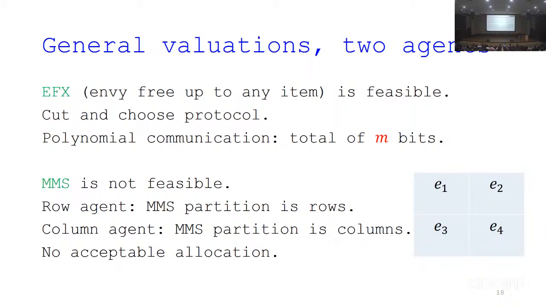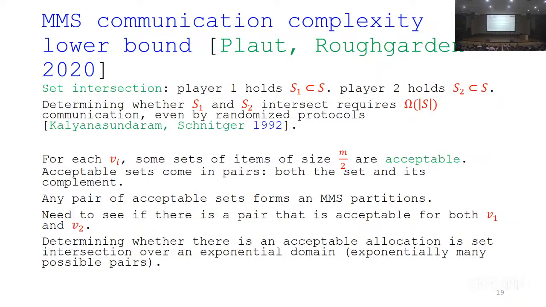If we look, in contrast, at the MMS, maximin share, this is not feasible anymore. Here's an example. Suppose there's a row agent and a column agent. Think of the four items arranged in a matrix. The row agent wants a complete row. From his point of view, the MMS is a complete row, because there are two rows and each agent can get a row. The column agent wants a complete column, and from his point of view, again, he deserves a complete column because each agent can get a column, but you cannot satisfy both of them simultaneously. So it's not feasible. Because of that, I said we would expect to maybe require exponential communication, and this is indeed true. Let me give a fast sketch of it.